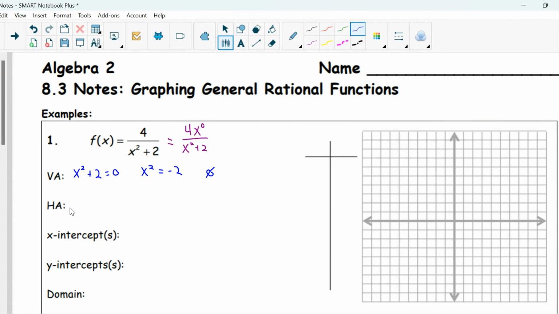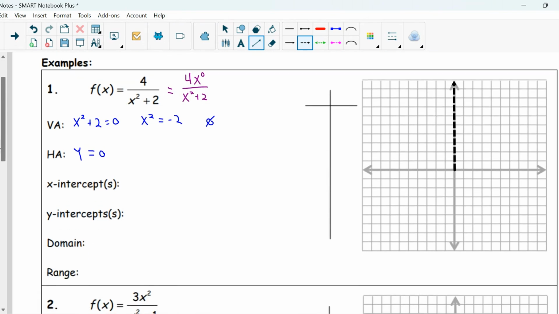For my horizontal asymptote, this is where we refer to our chart. The degree of my numerator is less than the degree of my denominator. So that tells me that my horizontal asymptote is at y equals 0. I'm going to go ahead and graph that in right away. Scroll down a little bit. All right.